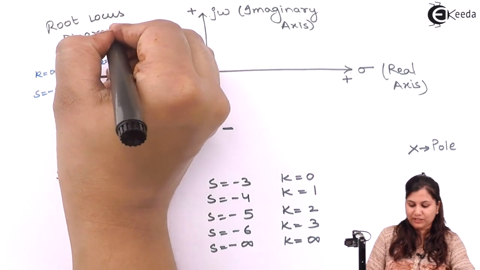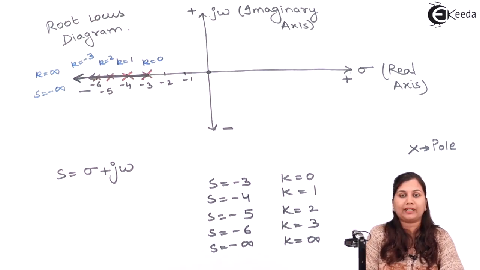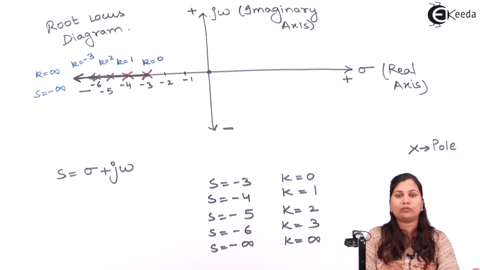I hope this topic is clear to you: what the root locus technique is, and what the angle and magnitude conditions of the system are. I hope this is clear to you. Thank you.